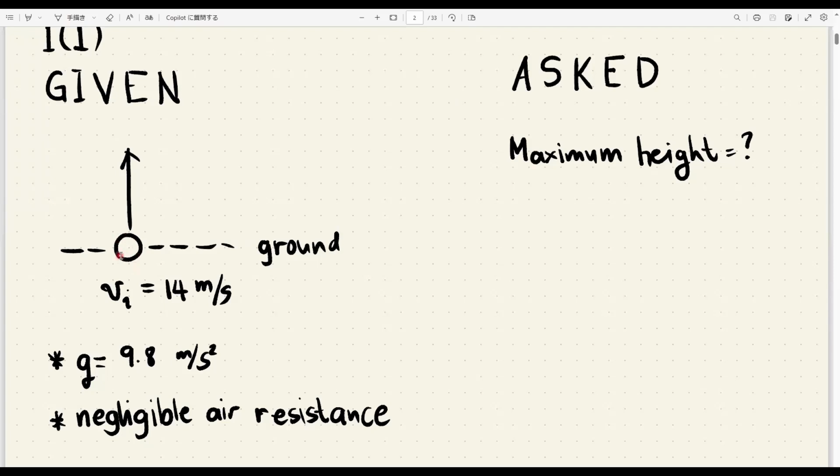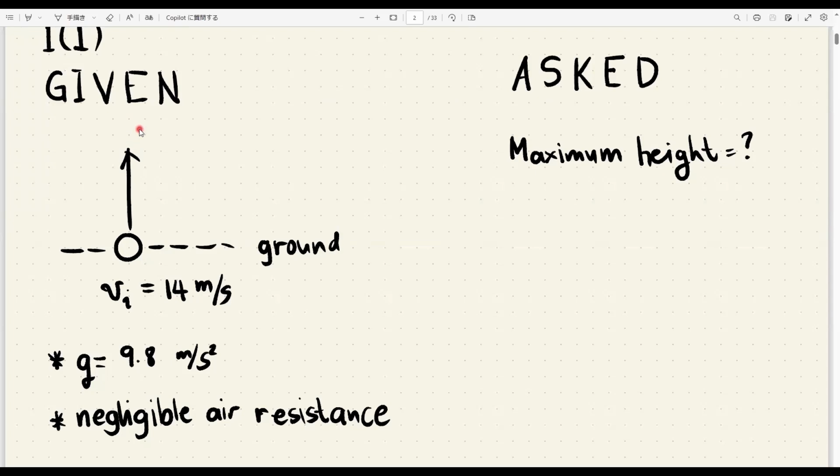There's an object on the ground, then it is thrown straight upwards at an initial velocity of 14 meters per second. And eventually the object will stop somewhere. It's going to stop going upwards, and then it's going to start moving downwards. Where it stops moving upwards, that will be the maximum height it reached.